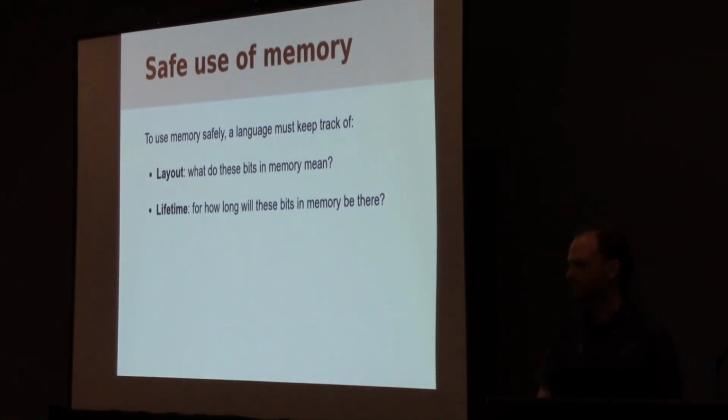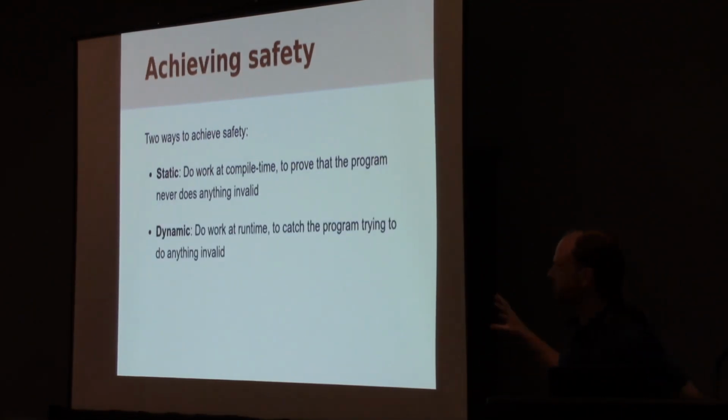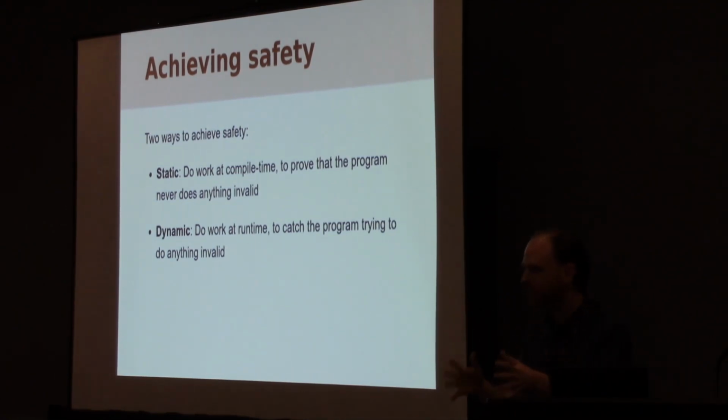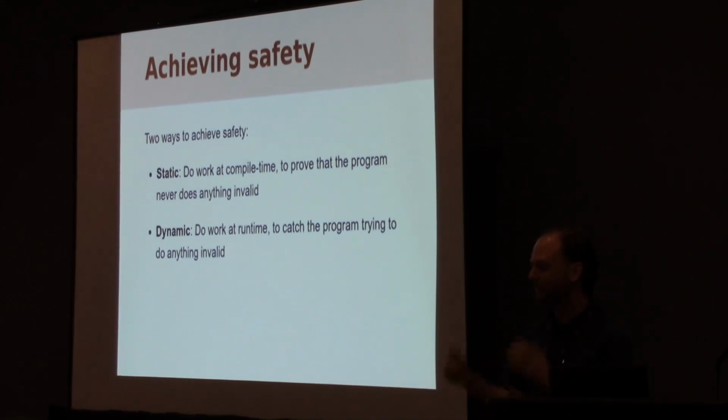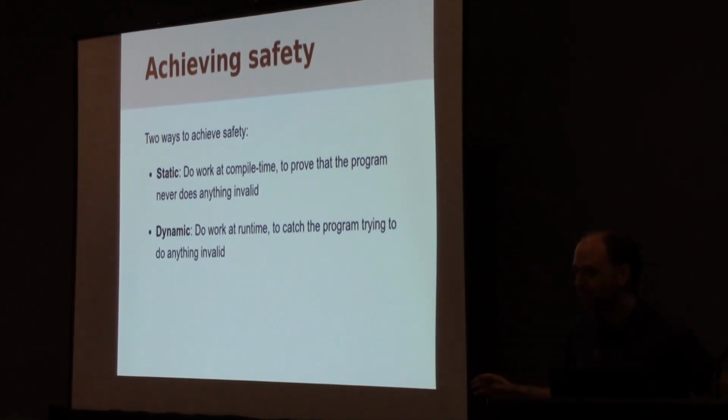So, in order to be safe, you must use memory safely, and that boils down to keeping track of the layout of memory, so what each of these bits of memory is being used to represent, and the lifetime of memory, how long those bits of memory are going to be there. You can achieve this by a mix of static and dynamic techniques. Statically, you can have a compiler that does some analysis of the program to prove that it's never going to do anything invalid. Or, dynamically, you can have some runtime support that checks whether the program is currently doing something invalid and stops it. And most languages adopt a mix of these two techniques to achieve safety.